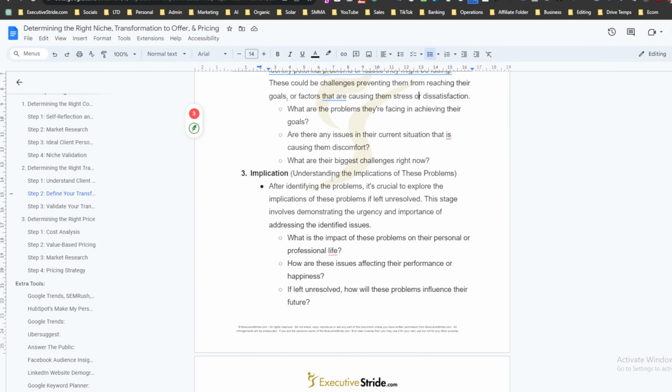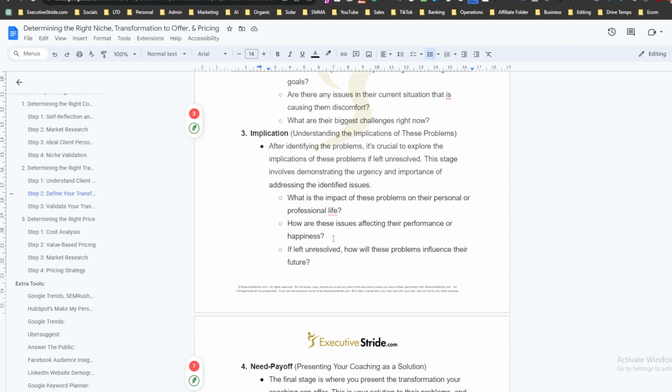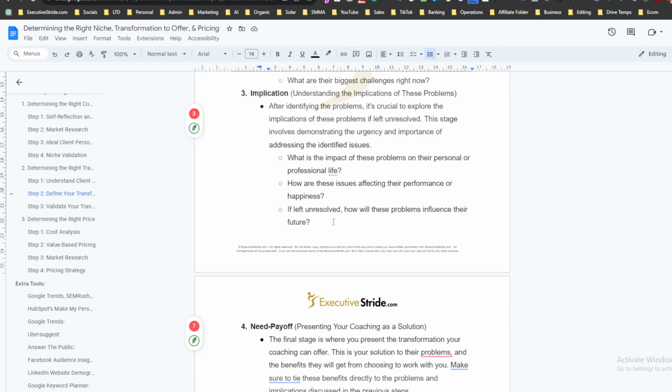And then three, implication: understanding the implications of these problems. After identifying these problems, it's crucial to explore the implications of these problems if left unresolved. This stage involves demonstrating the urgency and importance of addressing the identified issues. What is the impact of the problems on their personal or professional life? How are these issues affecting their performance or happiness? If left unresolved, how will these problems influence their future?